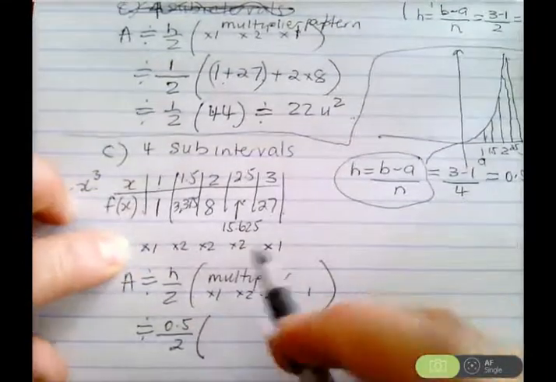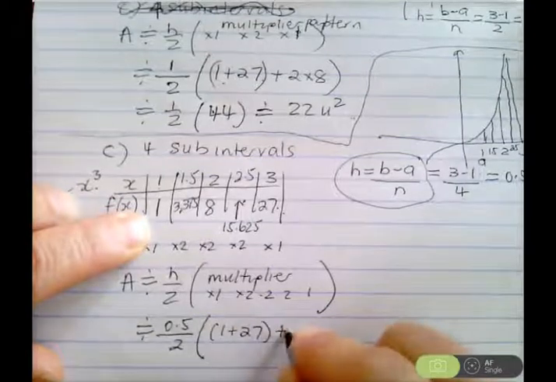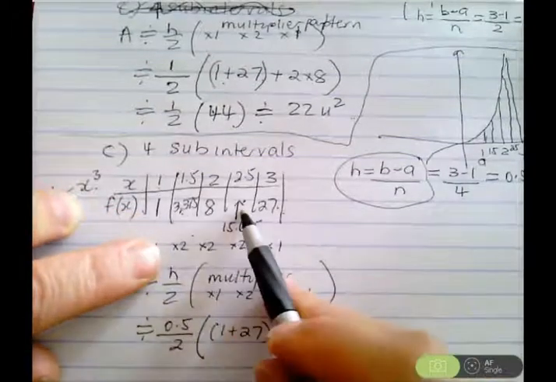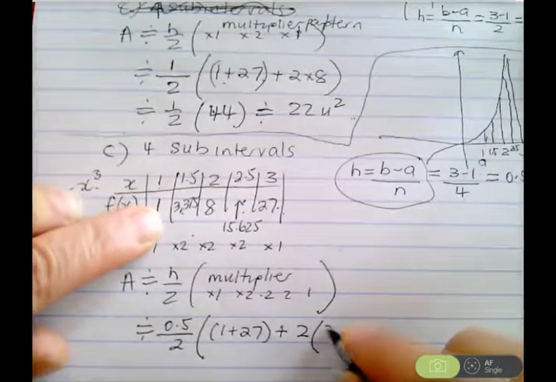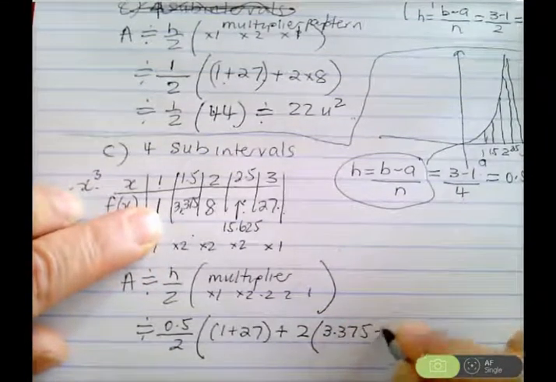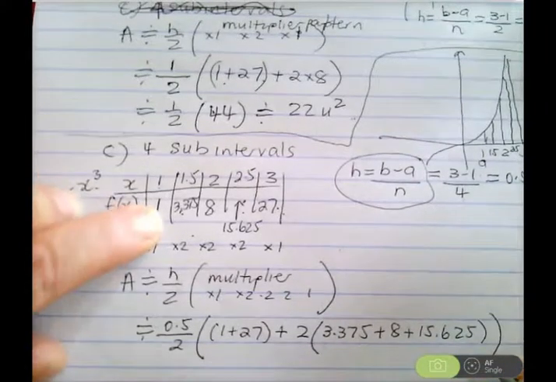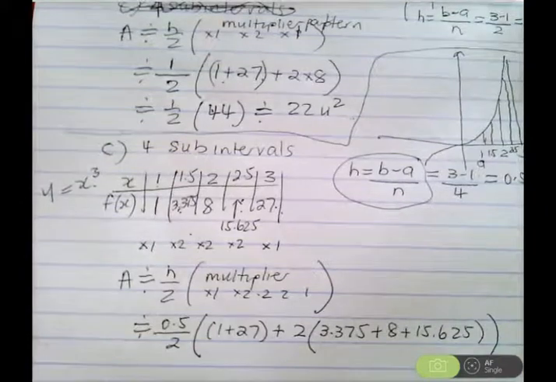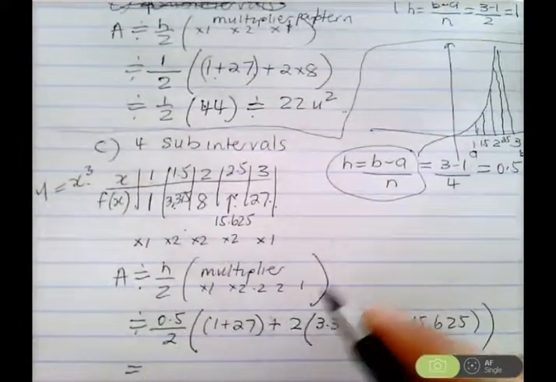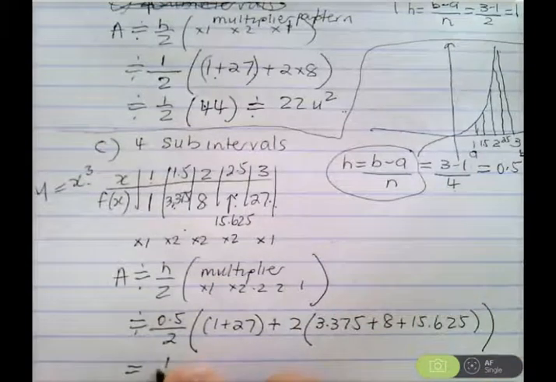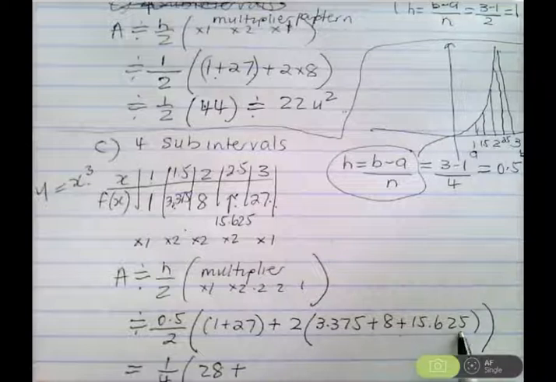Now, it'll be 1 times those 2, so it'll be 1 plus 27 plus, now I need to multiply all these by 2. I'm not going to do them individually by 2, but I've got 2 lots of 3.375 plus 8 plus 15.625. Do you get that? All right, so a half on 2, isn't that a quarter? A half of a half. That's a quarter. 28 plus, I don't know what this adds up to.